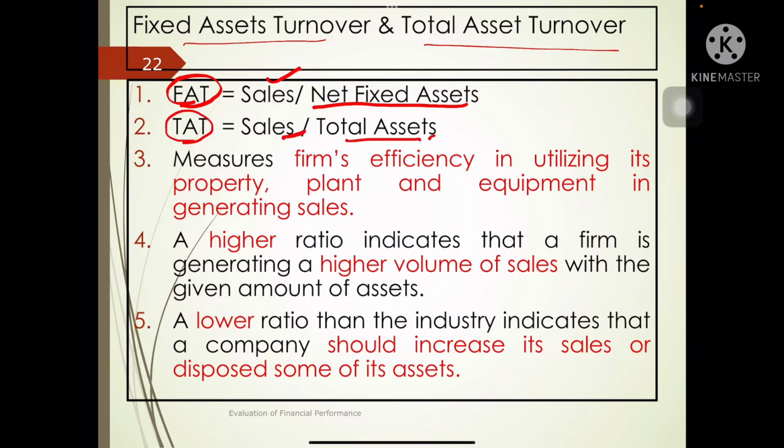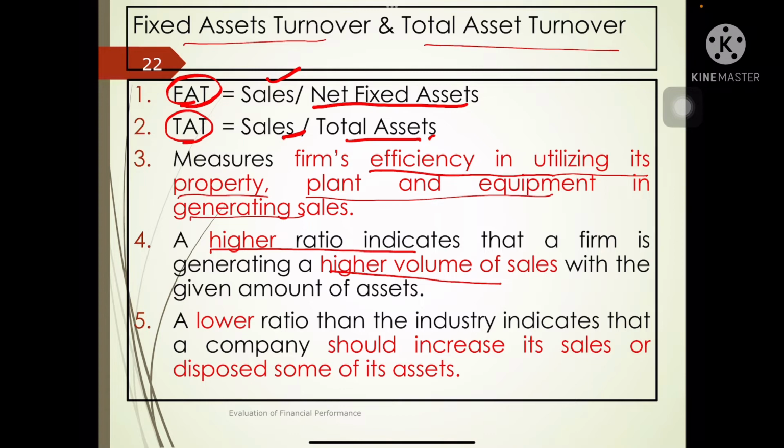So this is to measure what? To measure the firm's efficiency in utilizing its property, plant and equipment or their non-current asset in generating sales. So we have to see how efficient they are in using their non-current asset in order to make sales. Alright, number 4, the higher the ratio indicates that the firm is generating a higher volume of sales with the given amount of assets. So a higher ratio indicates good, a higher value of sales.